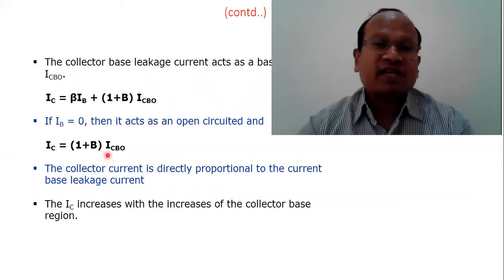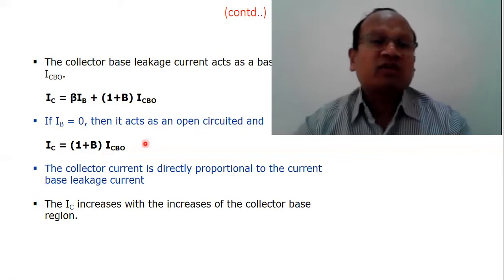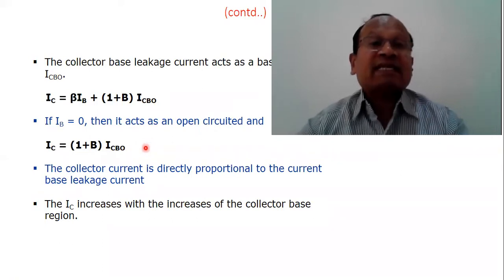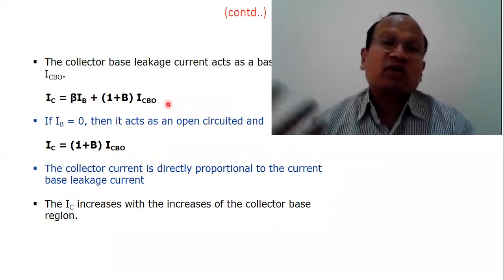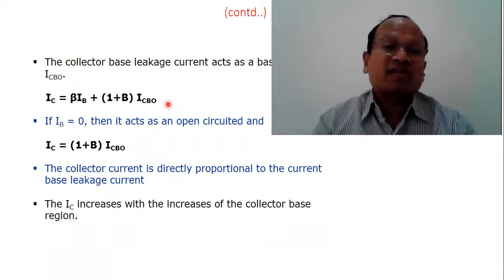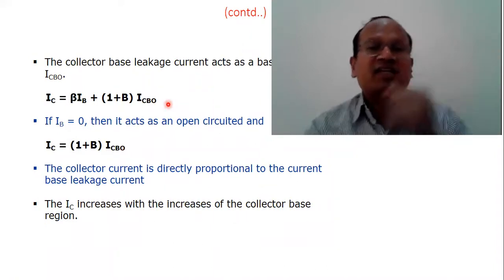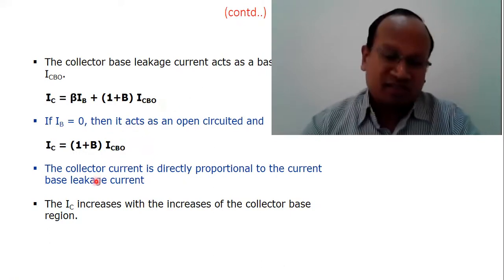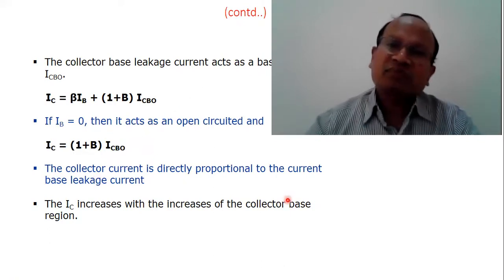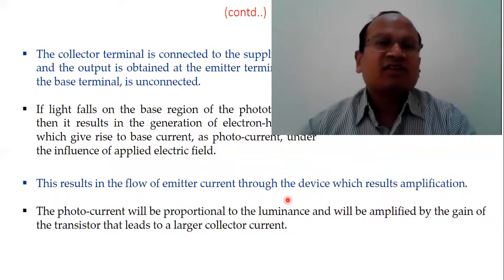So you can say that collector current is proportional to that base leakage current, this current is also known as, in an ordinary transistor, base leakage current. More is the base leakage current, more will be the collector current. So when IC increases, the collector current also increases.